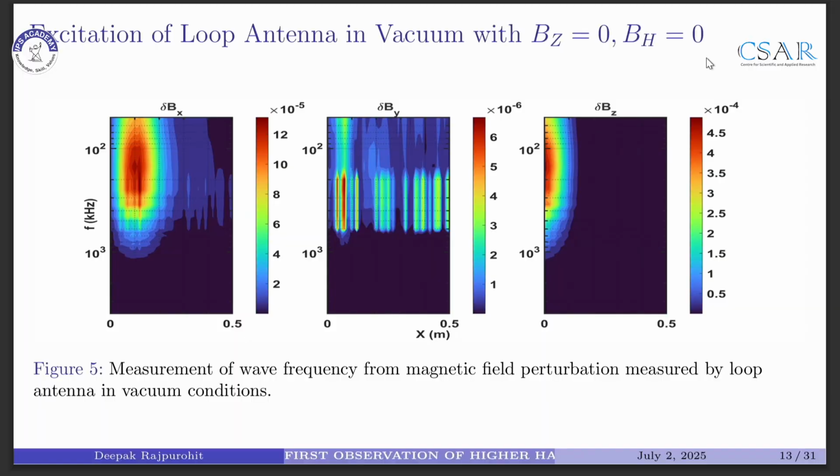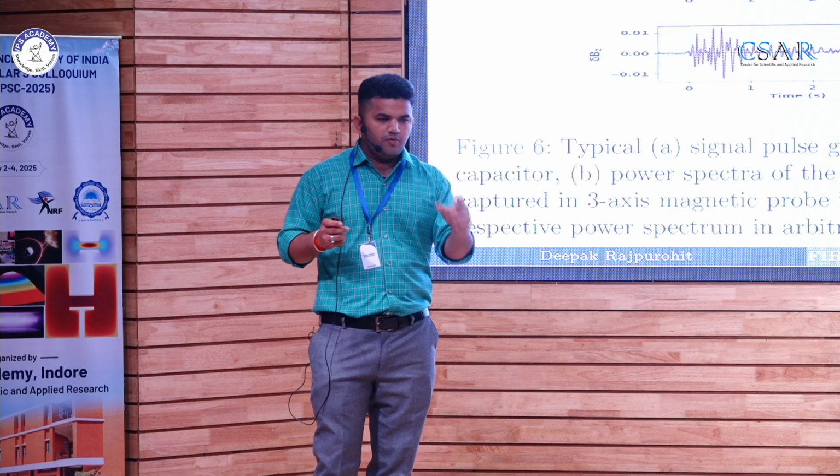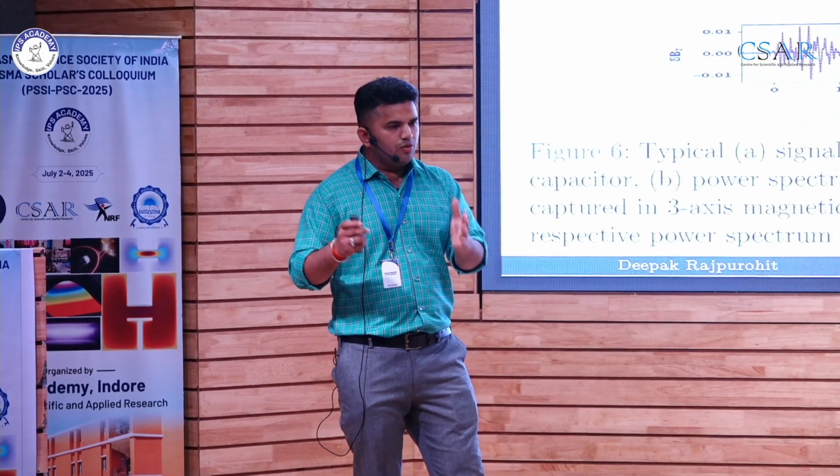This is the basic calibration of the loop antenna in vacuum and at zero magnetic field. This is the typical B dot probe with which we detected the wave. Our B dot probe is a 3-axis B dot probe, so it measures the X, Y and Z components of the magnetic field at the same position, all three together.